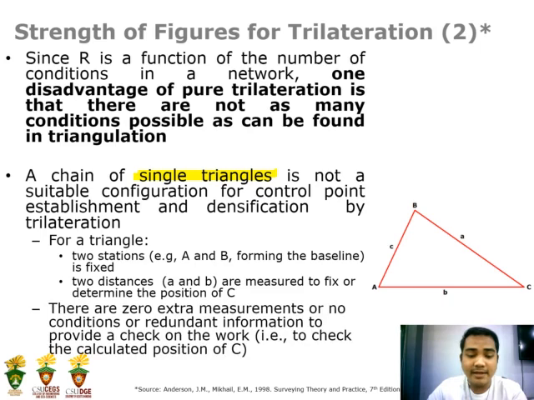And there must be an extra measurement or redundant information to provide a check on the network. For example, to check the calculated position of C. So, dapat napod tayo pang checking or extra measurement kung mugamit ta og single triangle for trilateration.